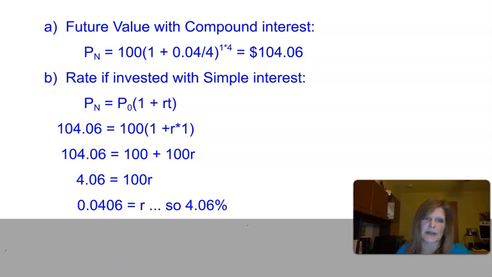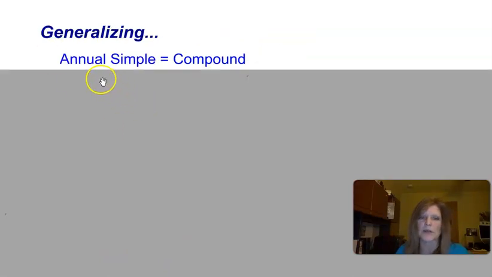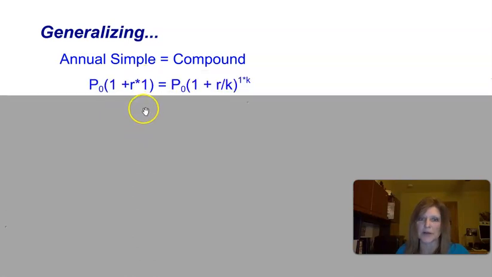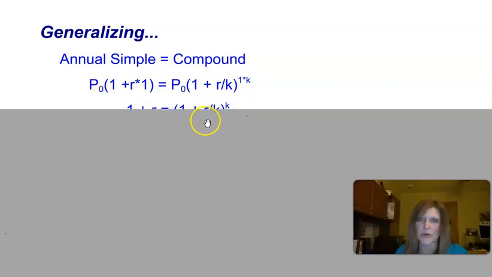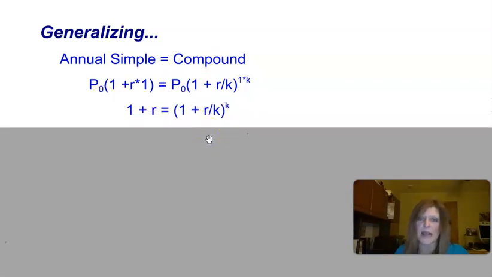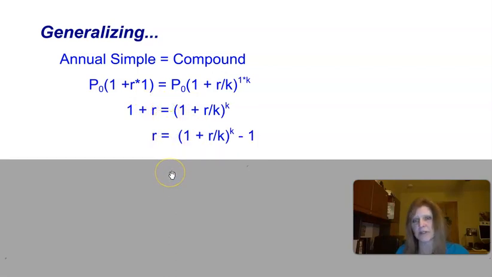Now I'm going to generalize this formula. We're going to compare annual simple to compound. So the future amount for simple interest is on the left, and the future amount for the compound interest is on the right. You notice there's a P in both, so we're going to divide that out. I'm going to simplify a little bit there with my multiplication, and then solve for the R on the simple interest side by just subtracting 1. And that is where our effective yield formula comes from.